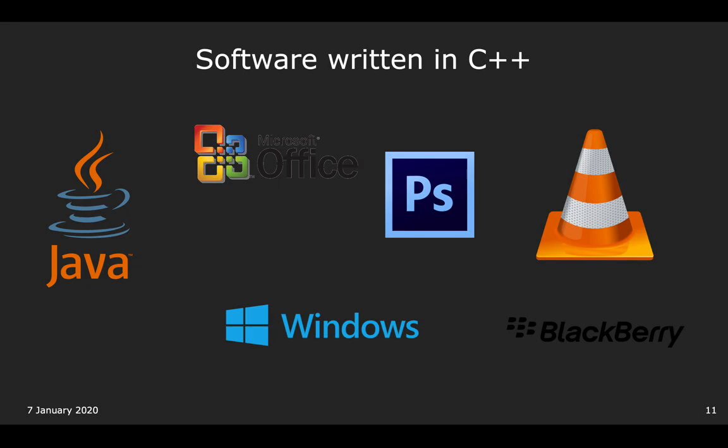Software in C++. I always found it really funny that Java is actually implemented in C++. Is Python implemented in C++? Okay, it's not. Too bad. But Java is written in C++. A lot of the software tools that you've used are all written in C++.